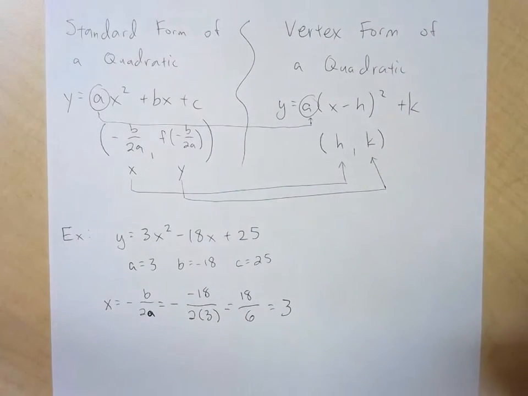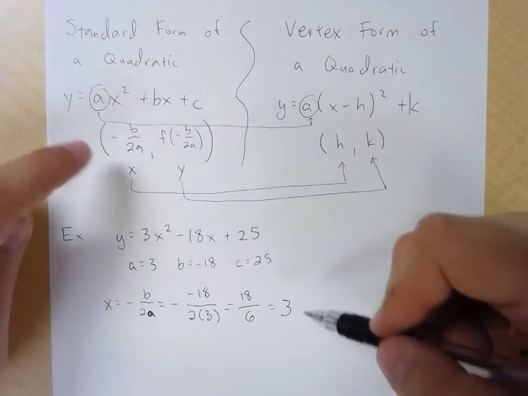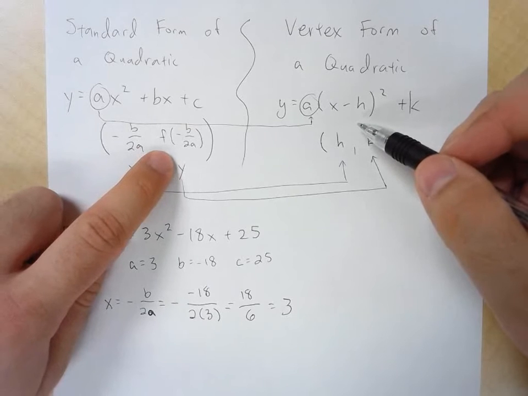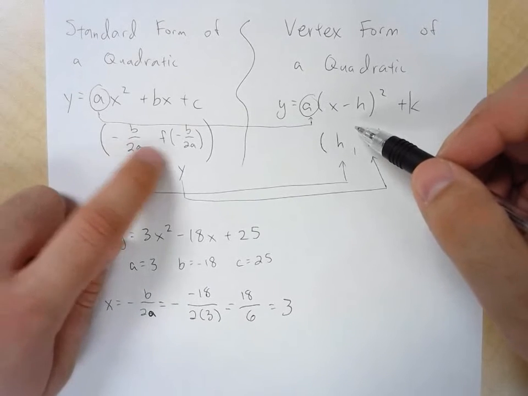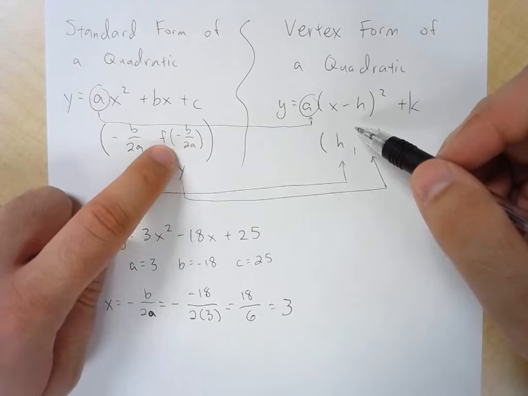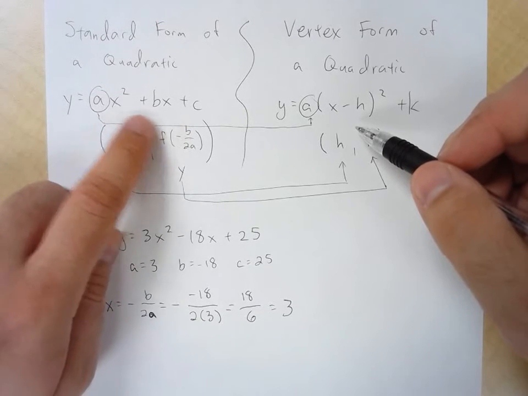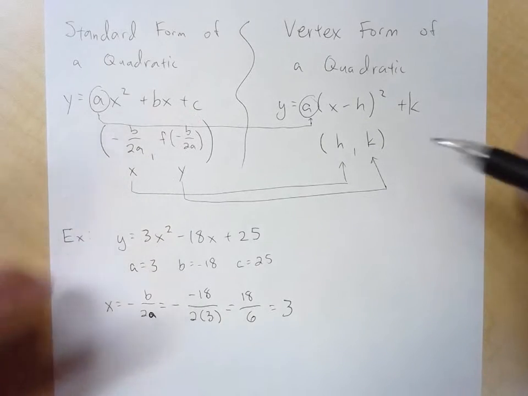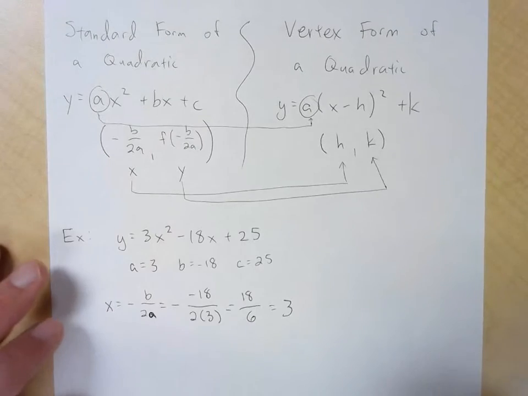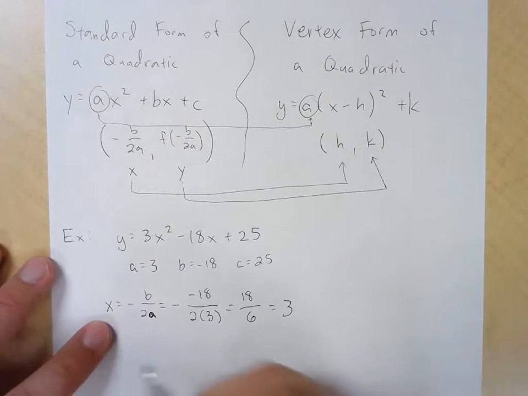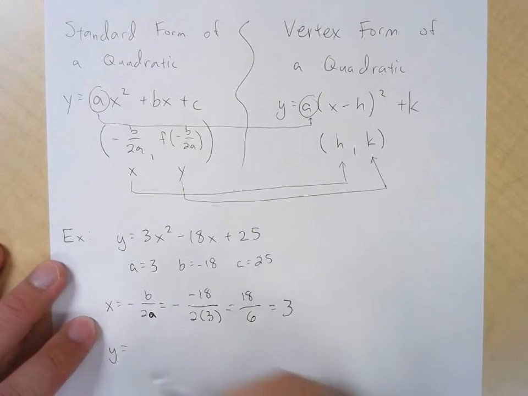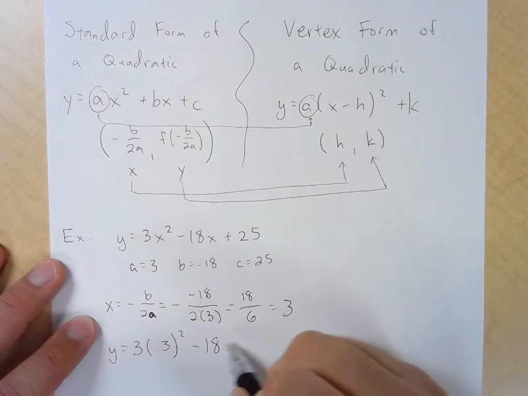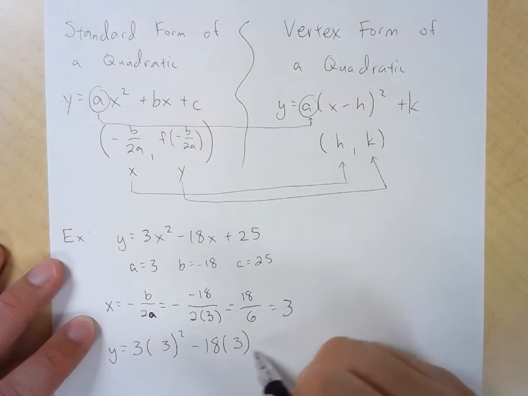Okay, so now that we have the x part of our vertex, which is the h part of our vertex form, we need to find the y part. Again, we do that by taking whatever number we got for our x, substituting it into our function for the x, and then when we simplify everything, we'll get the y, which will give us the k, and then we can write everything in vertex form. So I said x is equal to 3. So write down my original equation, except instead of writing x, I'm going to write 3. And again, instead of writing x, I'm going to write 3.